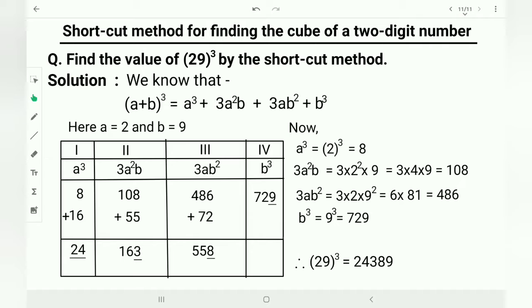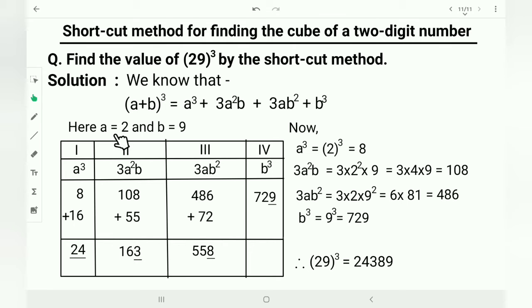So for finding the cube of any number by the shortcut method, we will use an algebraic identity: (a + b) cube is equal to a cube plus 3a square b plus 3ab square plus b cube. So here in the solution we know that (a + b) cube is equal to a cube plus 3a square b plus 3ab square plus b cube.